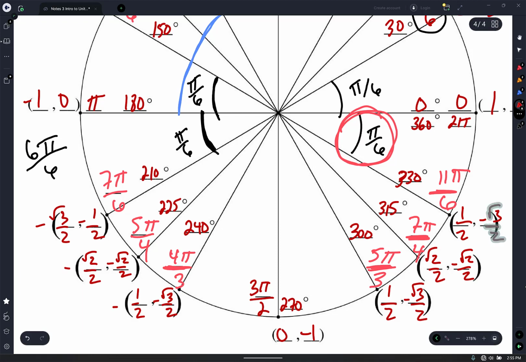Oh, the other way around. It's been a long day. Square root of 3 over 2, square root of 3 over 2, and then negative 1/2. Sorry about that. I'm glad I caught it fast enough. Sometimes when I'm really tired, I won't catch them.